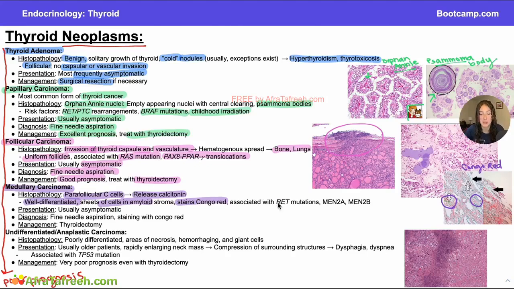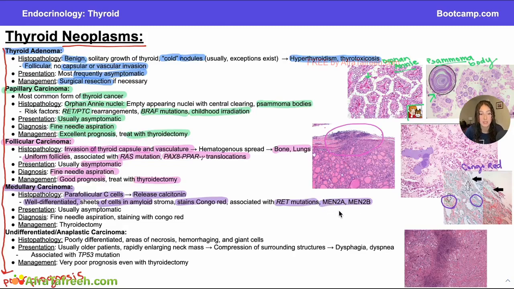This medullary carcinoma is also associated with mutations in the RET gene, as well as the MEN2A and MEN2B syndromes. So you might remember that MEN2A is associated with pheochromocytoma, parathyroid hyperplasia, and medullary thyroid cancer. So that's where the medullary thyroid carcinoma comes into the mix.